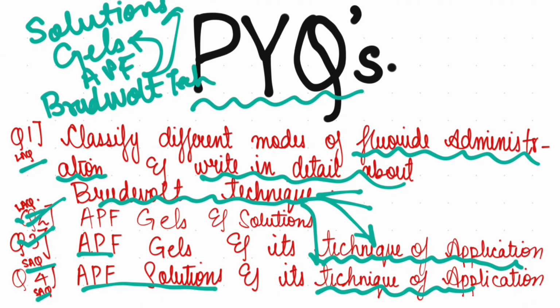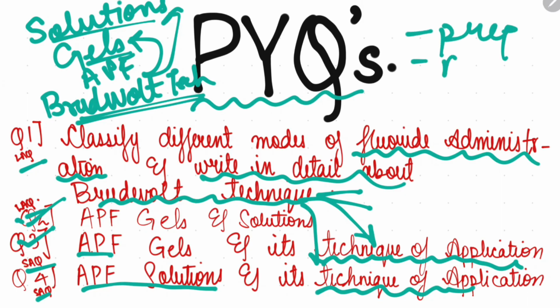Either they'll ask you APF, or APF gel, or APF solution. Whether they ask about gels or solutions, you should know the mechanism of action of these gels and solutions, how they are prepared, and also how we apply them. So there are majorly 3 parts to it: the preparation, the mechanism of action, and the technique of application.